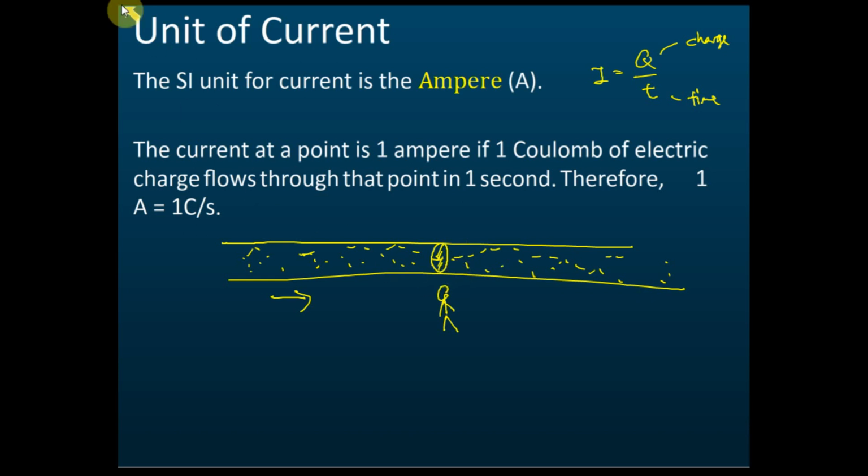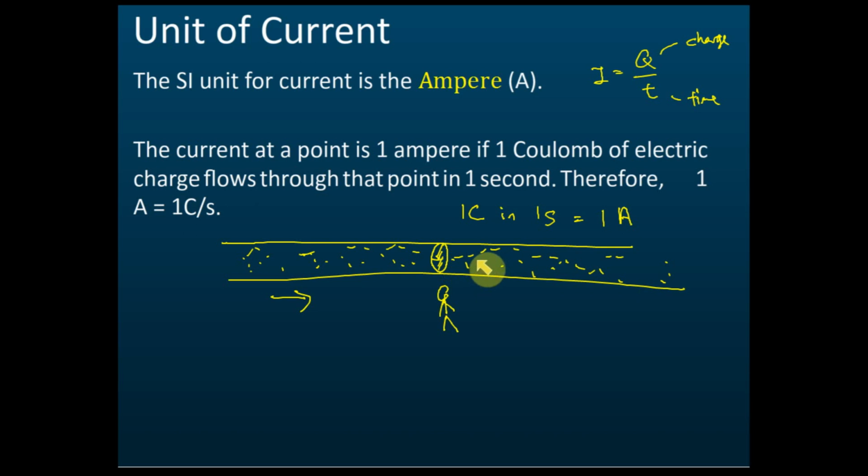And if we find that 1 coulomb of charge flows through this in 1 second, then we call this 1 ampere. So 1 ampere means 1 coulomb per second. It means there is 1 coulomb of charge flowing through this point, or this cross-sectional area, in 1 second.